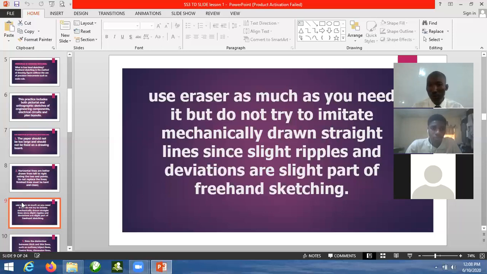Ripples, little ripples and deviations are part of freehand sketching. So when you are drawing your line and you notice that the line is not as straight as it is when it is mechanically drawn, don't worry about that, because those little ripples and deviations are part of freehand sketching. Are we together? Yes, sir. All right.